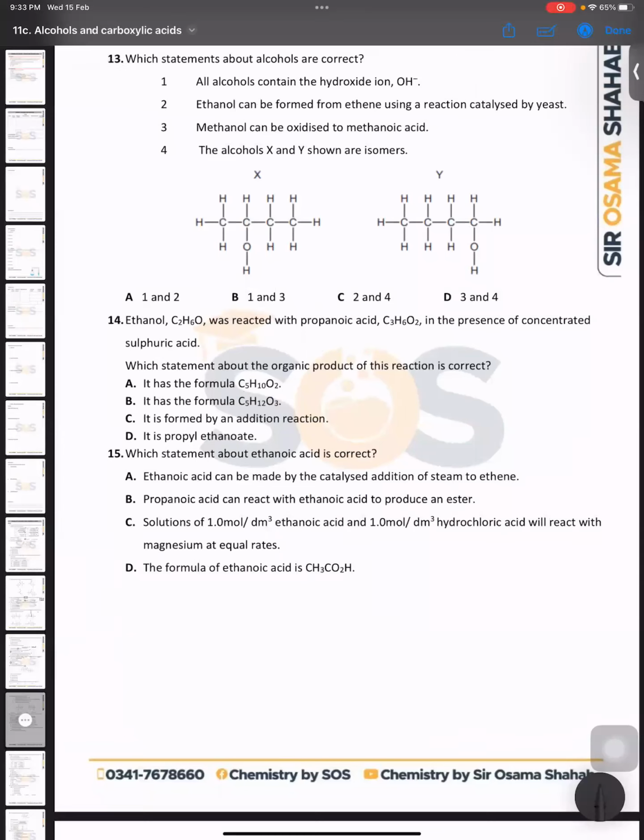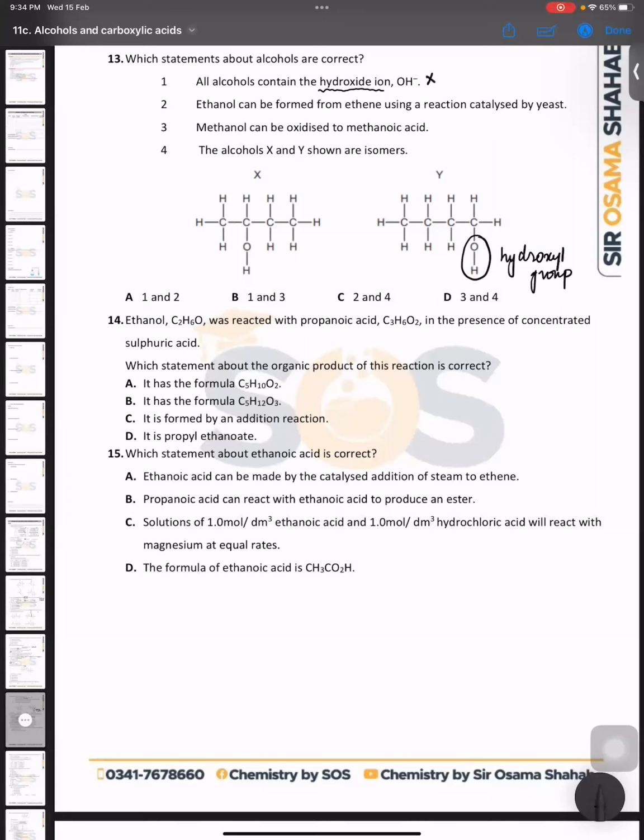Here it is, question number 30. You can see this, Bacho. Which statement about alcohols is correct? All alcohols contain the hydroxide ions. This is not right. I told you in the last class that hydroxide ions are contained by alkalis. In alcohol, this is not hydroxide ion, this is hydroxyl group because it is the covalent bond with the carbon. This is hydroxyl group, not hydroxide.